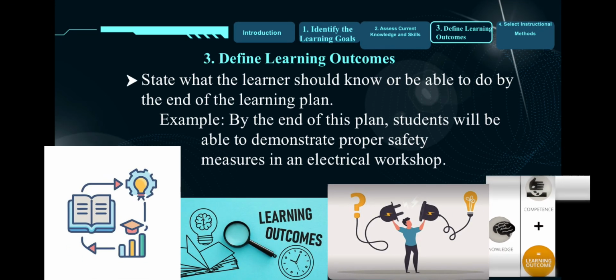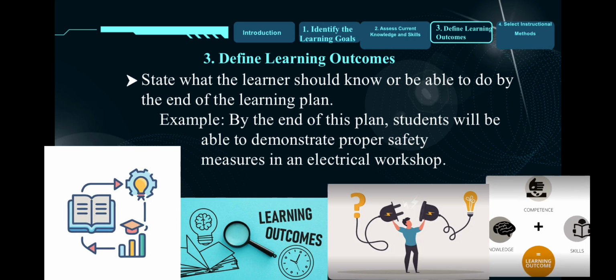The third step is define learning outcomes. It states what the learner should know or be able to do by the end of the learning plan. For example, by the end of this plan, students will be able to demonstrate proper safety measures in an electrical workshop. So when we say define learning outcomes, this is about what learners should know or do by the end of the plan. These are measurable results of the learning and the specific result you want.